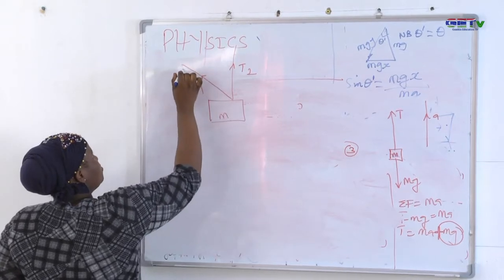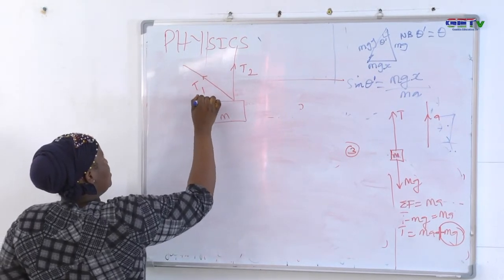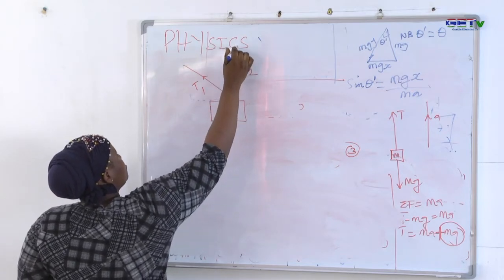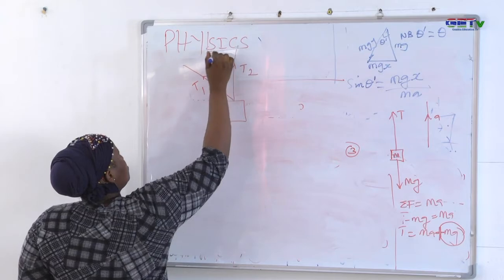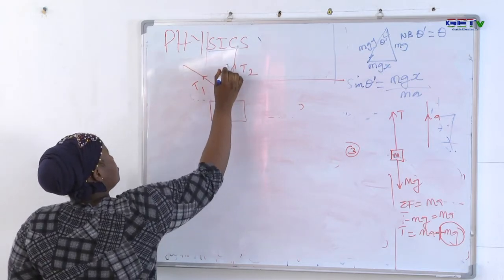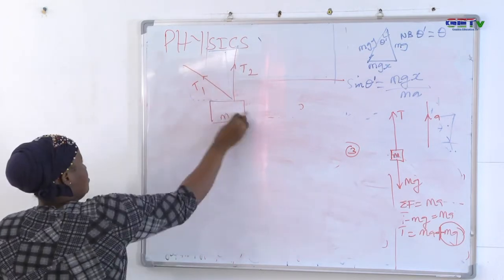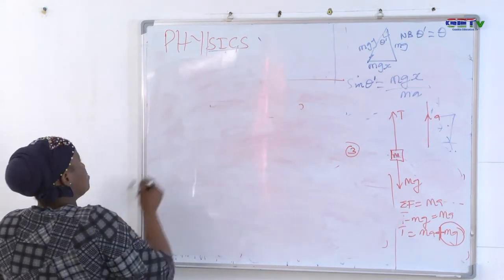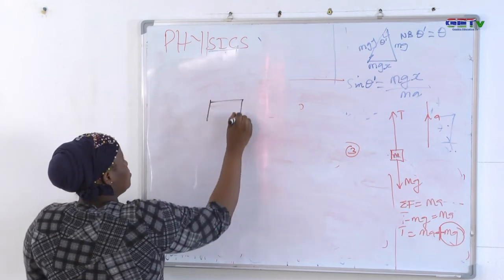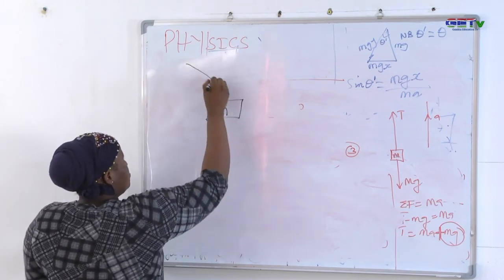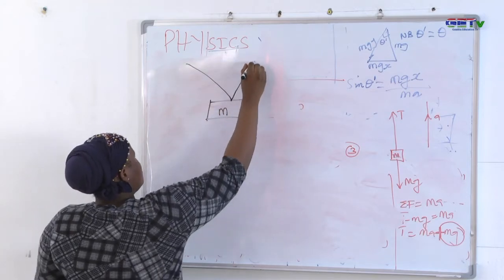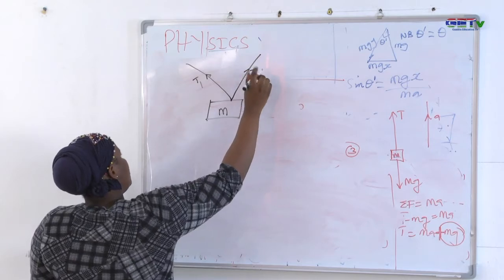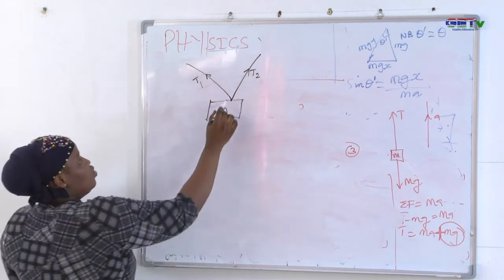This is what happens. You always extend this to obtain a triangle, a right angle triangle. That's not a good diagram. Let's take it again. You have M. You have T1. You also have T2. They are both supporting the same object.